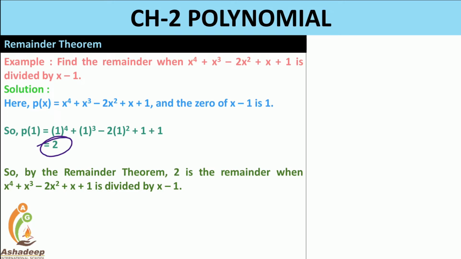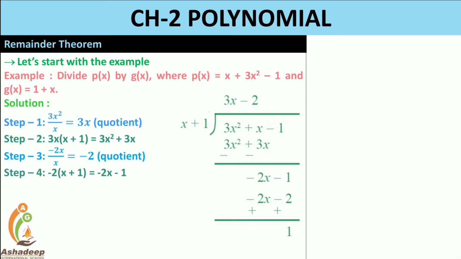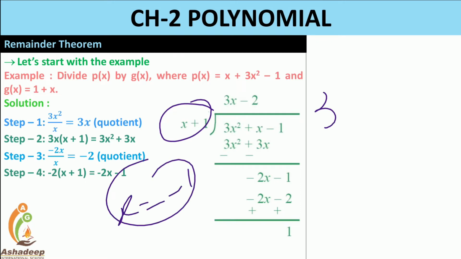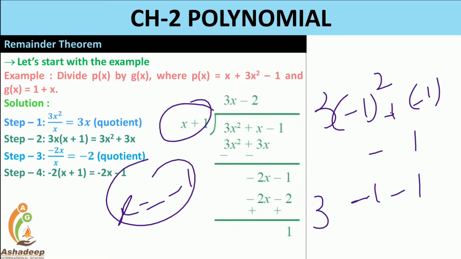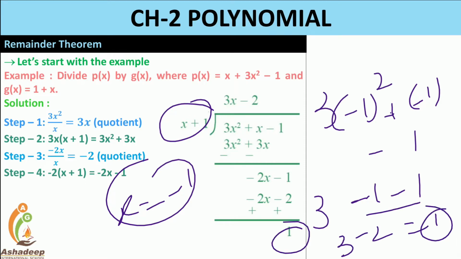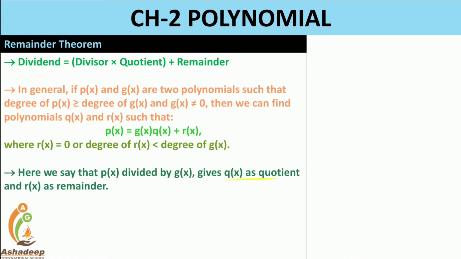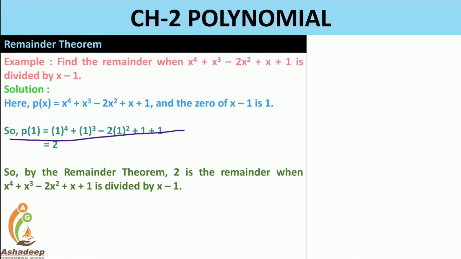This is always the remainder. If you want to check, let's check in the first example. It is x plus 1, so x is equal to minus 1, because 1 goes to the other side. So it is minus 1 squared, plus 3, minus 1, minus 1. Minus 1 squared, 3 as it is. Here minus 1 minus 1 minus 1 minus 1. So 3 minus 2 is equal to 1. And see, here 1 is the remainder. Okay, in that manner we solve this sum.